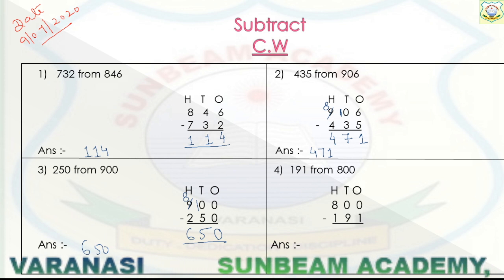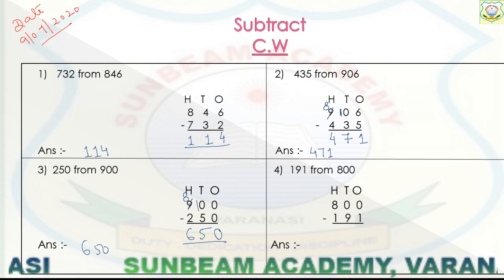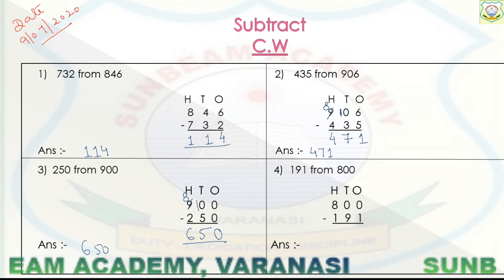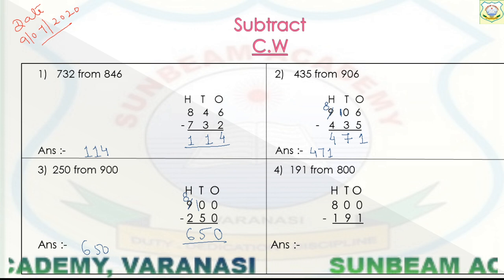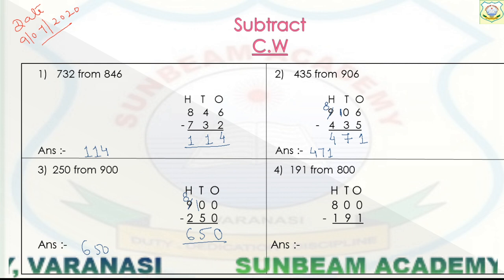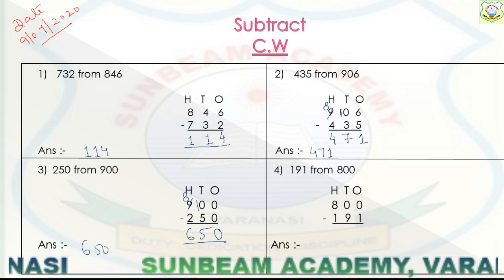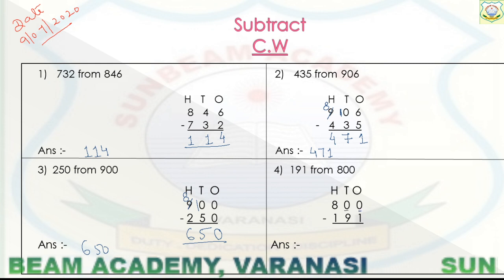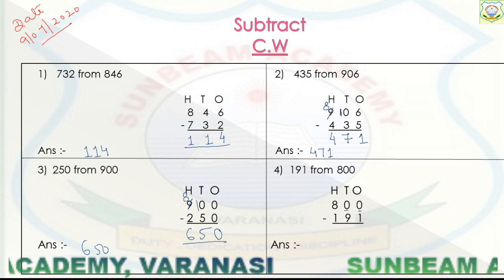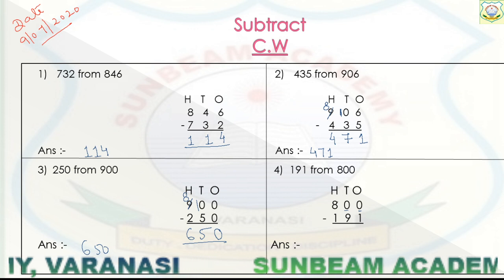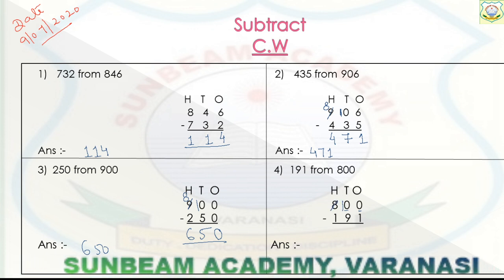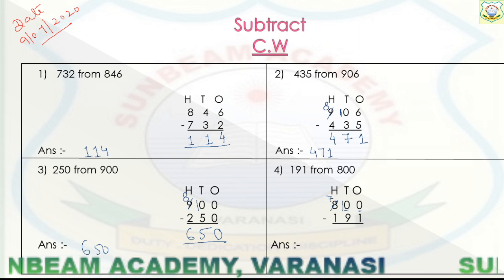Now moving towards question number 4. So 0 minus 1, it's not possible. So we have to borrow. But here also it is 0. This is also 0. This is also 0. So what do we have to do? We have to borrow from 8. So 8 will give to the tens place. So it becomes 10 and this becomes 7.